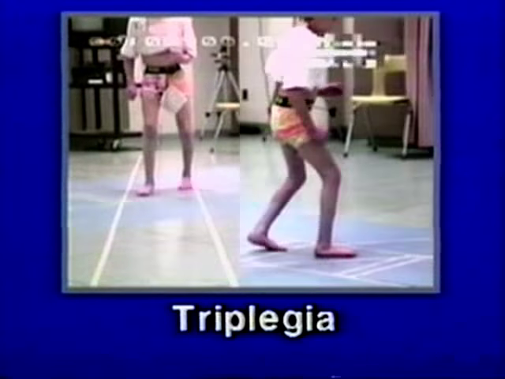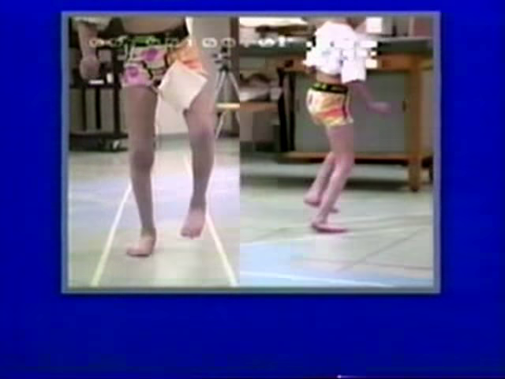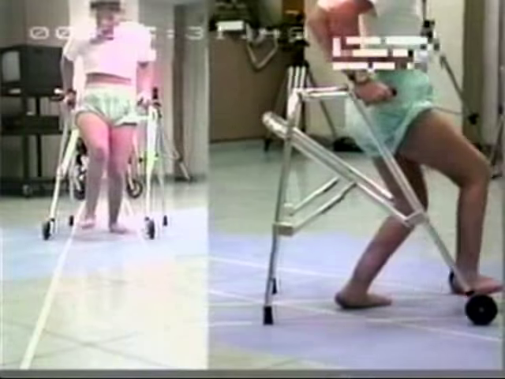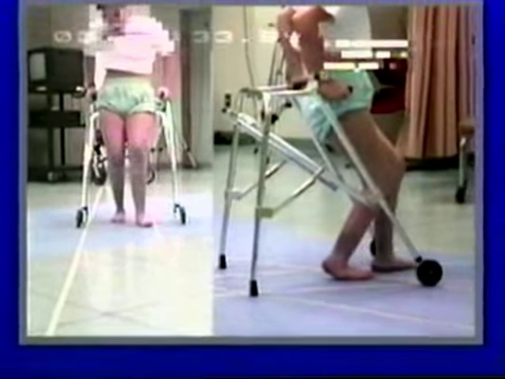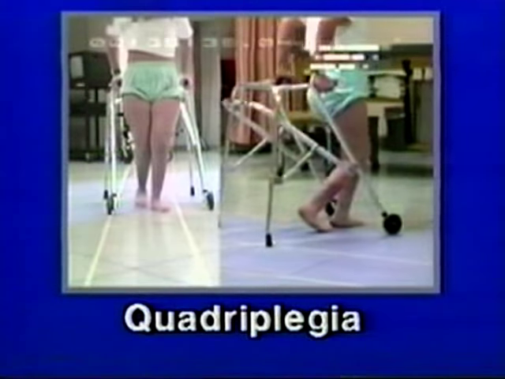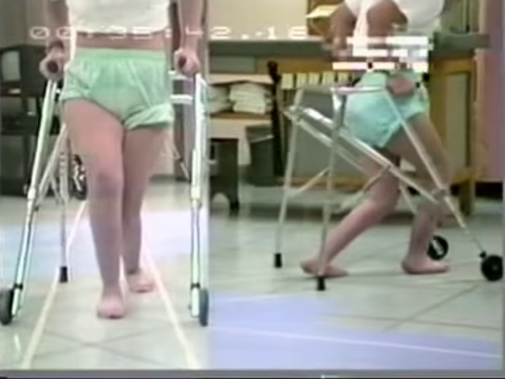Triplegia includes involvement in both lower extremities and one upper extremity. The location of injury in triplegia includes a primary motor strip injury often seen in hemiplegia, in addition to the injury that leads to diplegia. In quadriplegia, all 4 extremities are affected. Children with spastic quadriplegia have more global involvement and many are unable to walk.